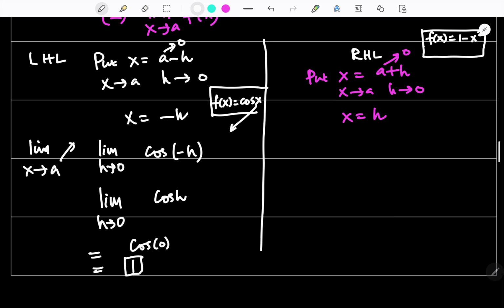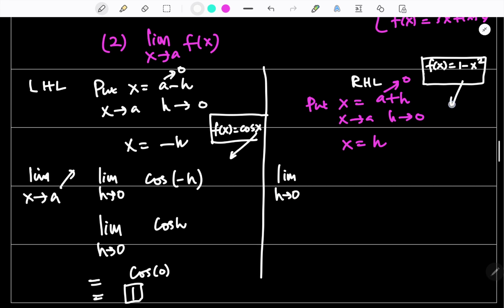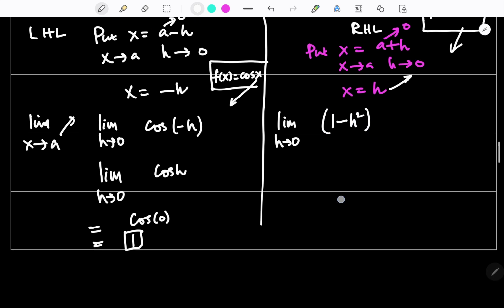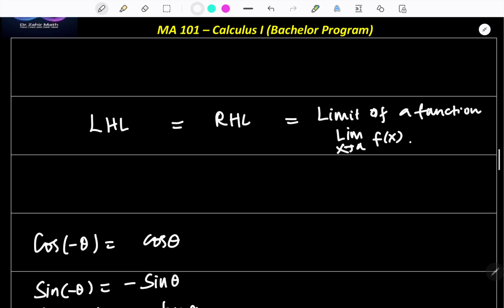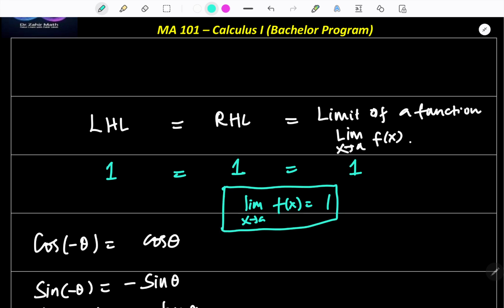Okay, right. Let me go to the right hand limit. Limit h goes to 0. Your function is 1 minus x square. So you put x is equal to h. 1 minus h square. Right. Now if you put h is equal to 0, 1 minus 0 square, which is equal to 1. Wow. Left hand limit is equal to right hand limit. Yes. So what is the conclusion? Left hand limit is 1 and right hand limit is 1. So the limit of the function is 1. So therefore limit x tends to a, f of x is equal to 1. This is step number 2 answer.